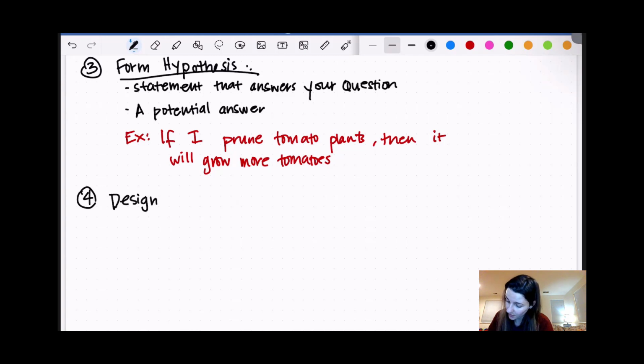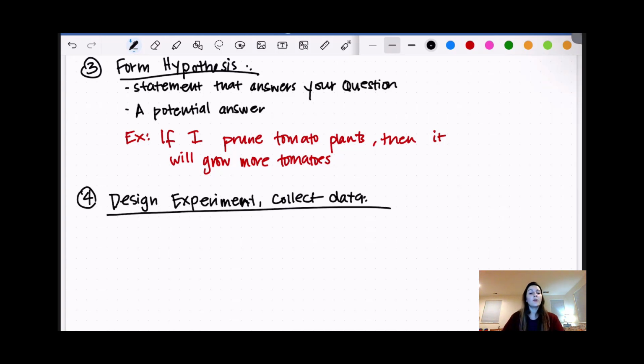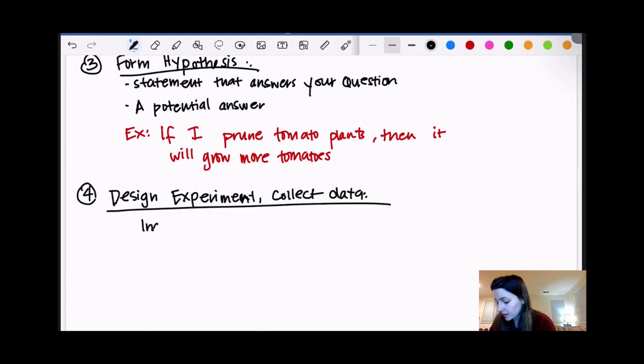Design experiment, collect data. And when we are talking about designing experiments and collecting data, we're talking about looking at variables. Specifically in science, we talk a lot about two major types of variables. One is the independent variable.